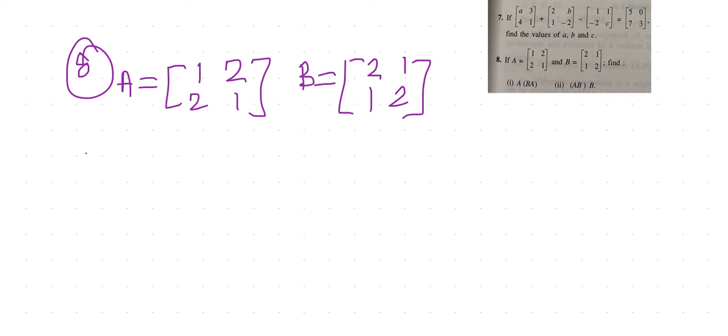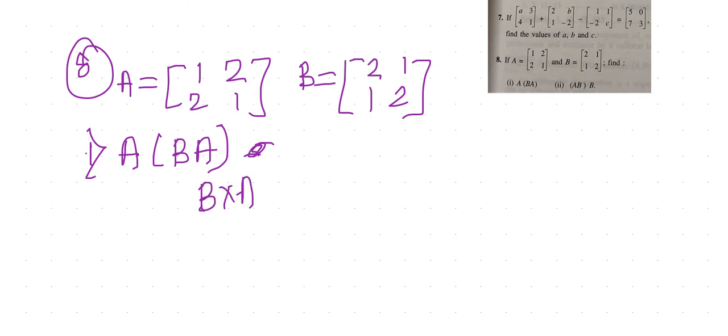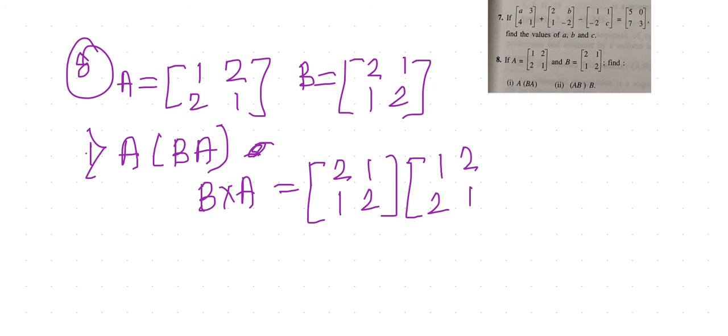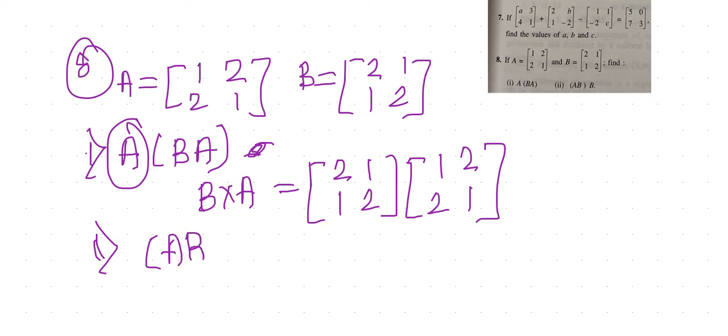So first, the first sub question is A multiplied by BA. What you will be doing first, children? First you will be multiplying. In this case you will be writing B into A is equal to. You have to remember, children, that when you are writing B into A, you are taking this form, and then you are multiplying A, so you will be writing like this. In this way you will be finding out BA, and whatever resultant you get, you are going to multiply that by A. In this way you will be getting this, and for the second sub question, you will write AB, and then you are going to multiply this by B.